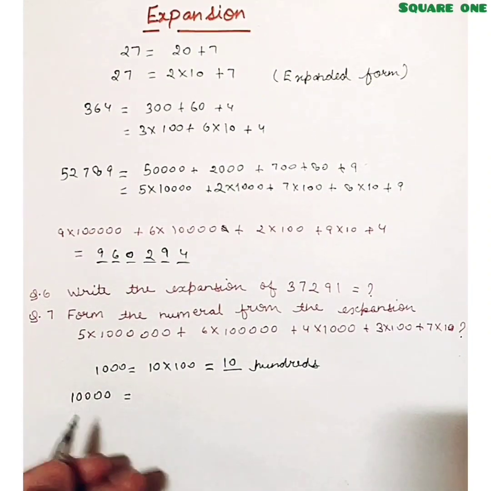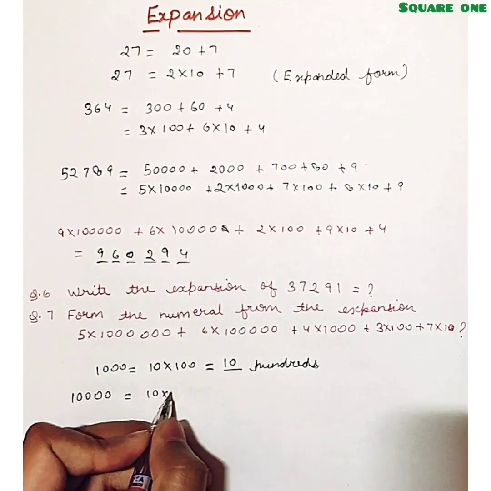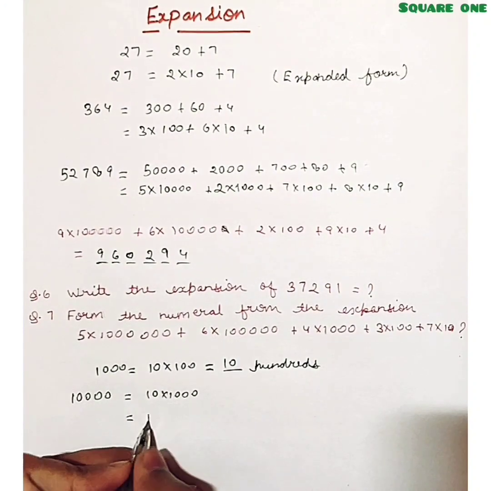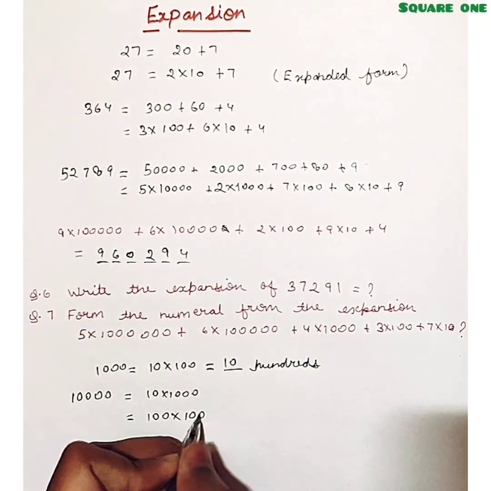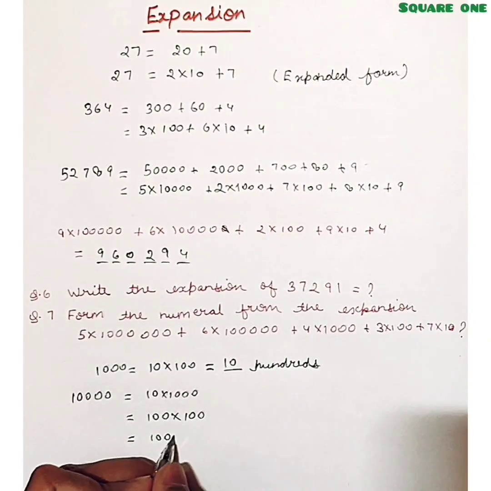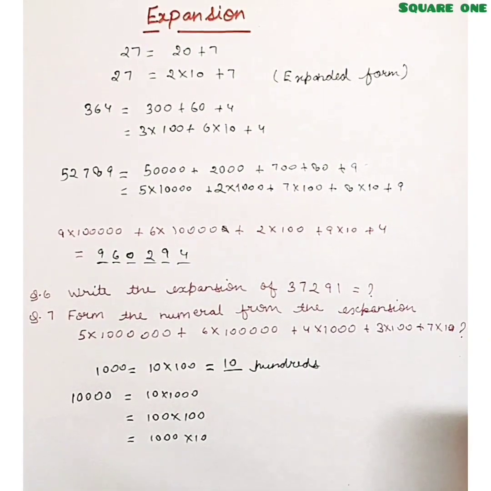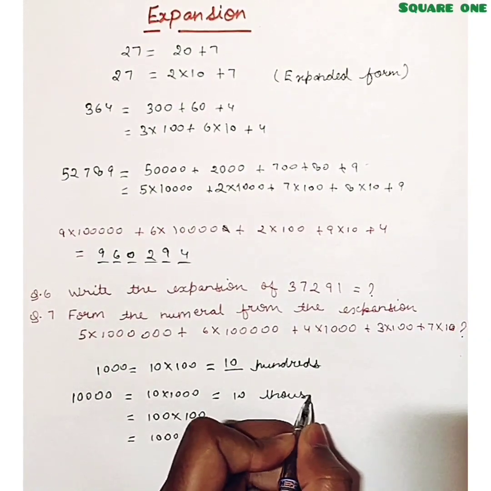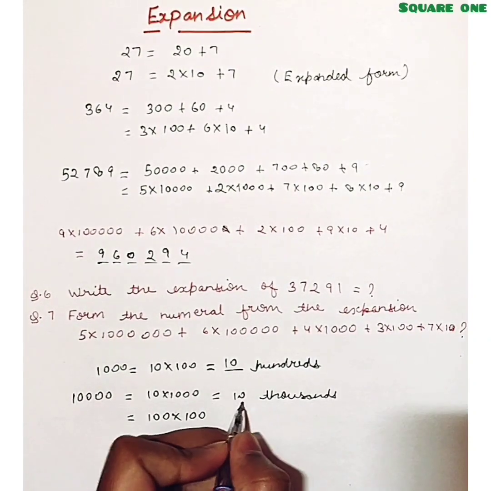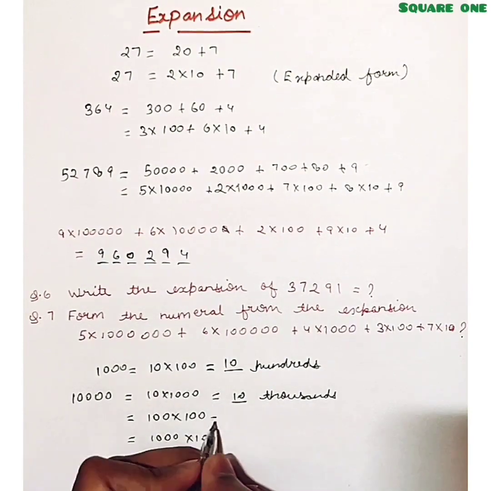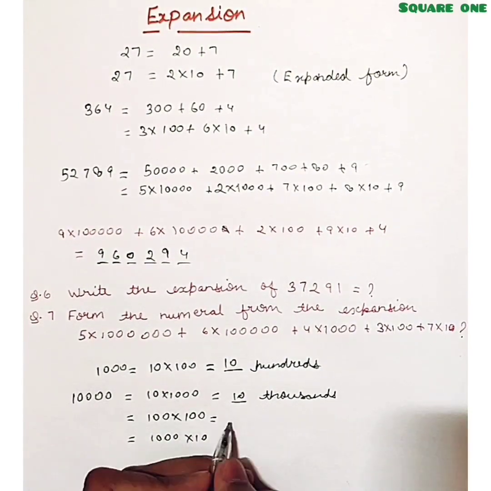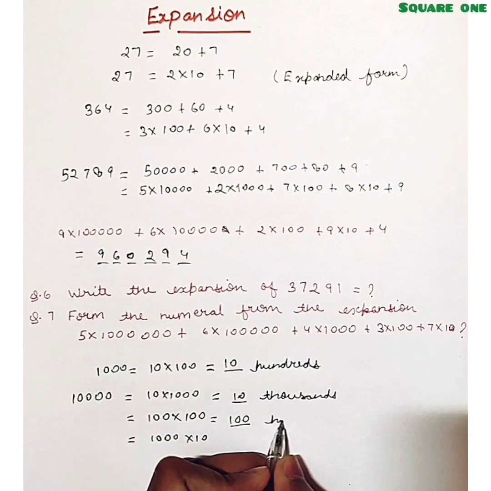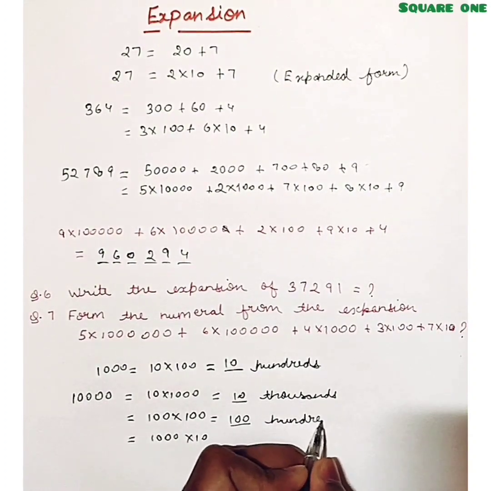In a similar way, if I take up 10,000, 10,000 can be written as 10 into 1000, right? It can also be written as 100 into 100, and it can also be written as 1000 into 10. So if someone asks me how many thousands are there in 10,000, your answer will be 10. So there are 10 thousands in 10,000. How many hundreds are there in 10,000? Your answer will be 100 hundreds. 100 times 100 is 10,000, so there will be 100 hundreds.